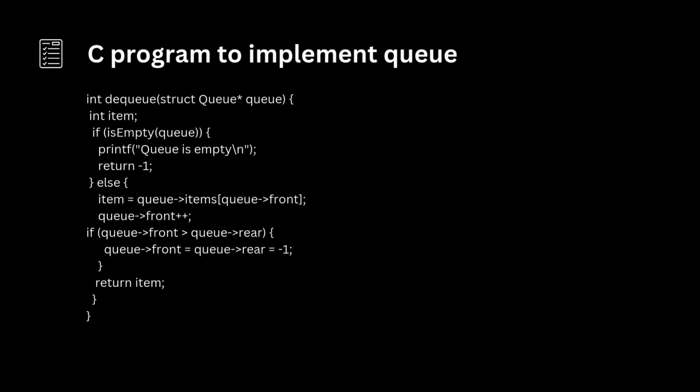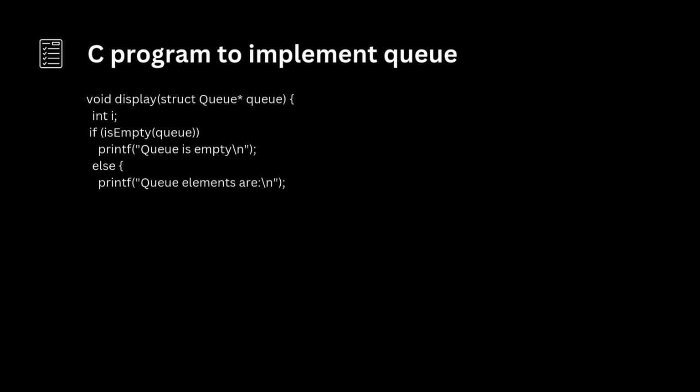Function to display the queue. This function checks if the queue is empty. If the queue is empty, a message is printed and the function returns without displaying any elements. If the queue is not empty, the function prints a message indicating that the queue elements will be displayed. It then iterates through the elements of the queue from front to rear and prints each element.